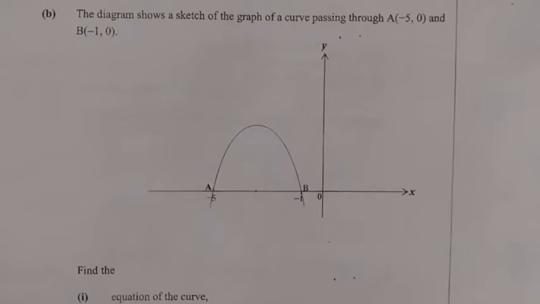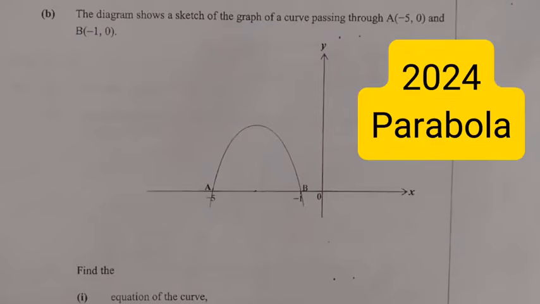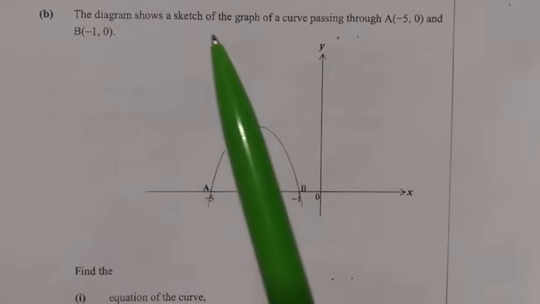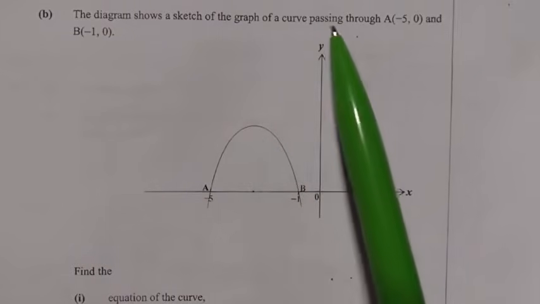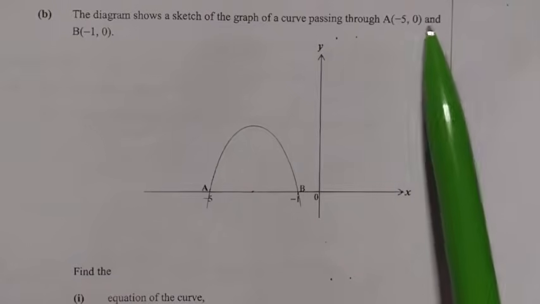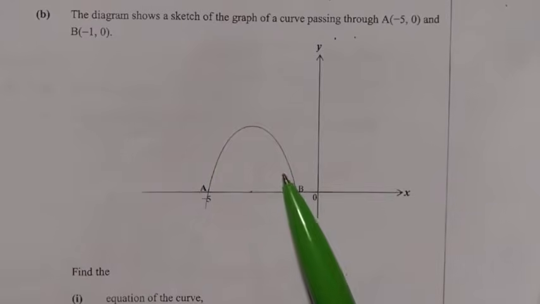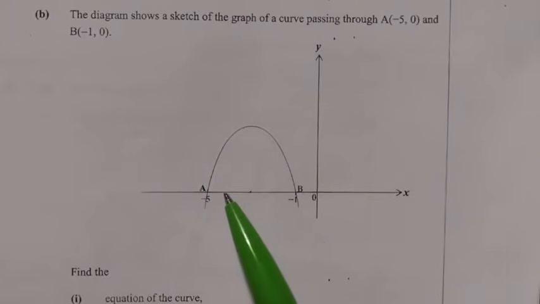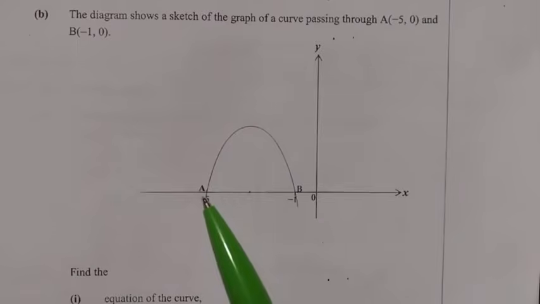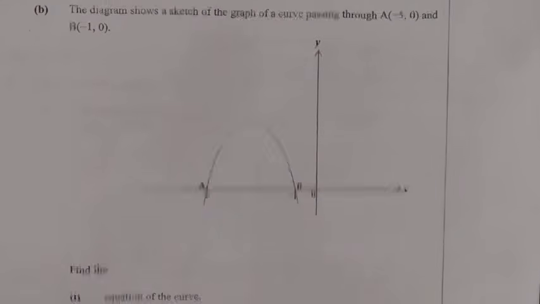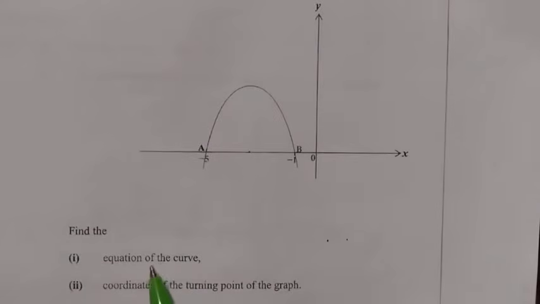So in this presentation, I want us to answer a question that came in Mathematics Paper 1 for 2024 internal candidates. The question reads, the diagram shows a sketch of the graph of a curve passing through A (-5, 0) and B (-1, 0). So this is the graph right here. You can see it's cutting the x-axis at points A and B. Our question is, find the equation of the curve.